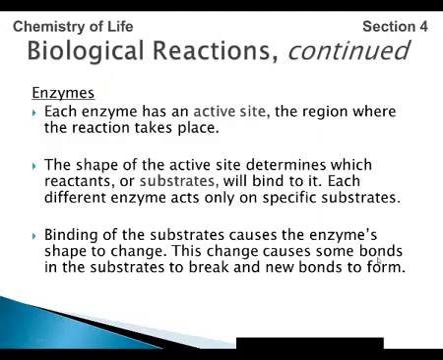On each enzyme is an active site. And this is the region where the reaction actually takes place. The shape of the active site determines which reactants or substrates will bind to it. And then each different enzyme acts only on specific substrates. The binding of the substrates causes the enzyme's shape to change. This causes some bonds in the substrates to break and new bonds to form. And this is the process that helps you to maintain homeostasis.